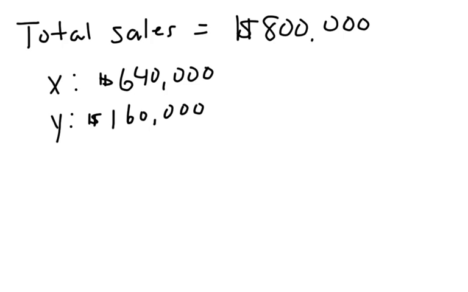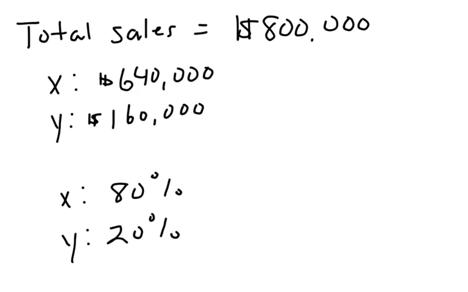So, for instance, X, it's $640,000 of the overall $800,000. So X's sales mix percentage would come to 80%. Y is $160,000 of the $800,000, and that comes to 20%. And again, this equals 100% because these are the only two components of our sales mix. So that should make sense.